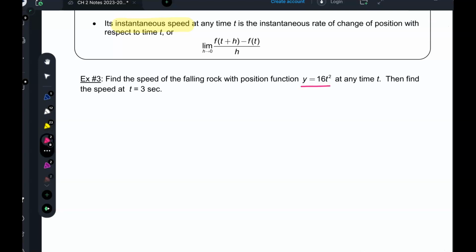So this is our function. Now we want to find it exactly at t equals 3.